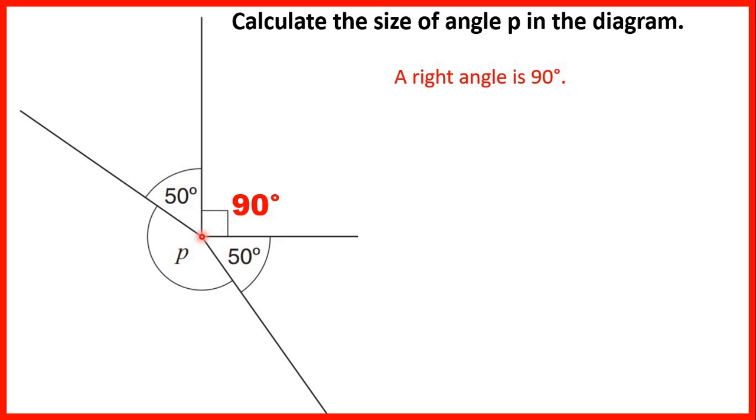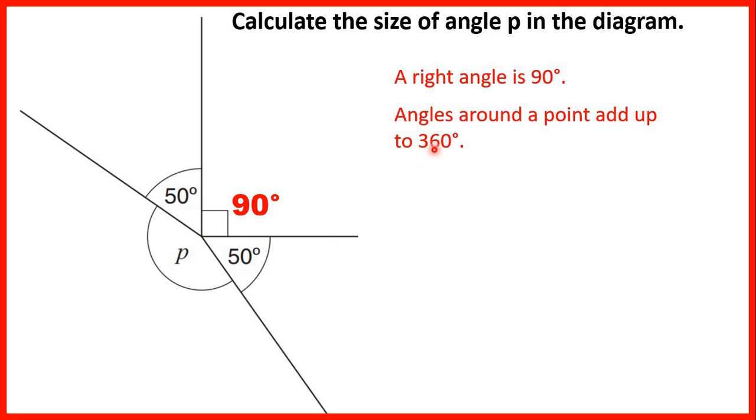Now we have angles around a point, and angles around a point add up to 360 degrees. What we mean by angles around a point is that we can take a point, so this point here, and then whatever direction we move in, we get to an angle. So if we move this way, we get to this angle of 50 degrees, move this way, and we get to our right angle, move this way, and we get to an angle of 50, or move this way, and we get to angle P. So that's angles around a point.